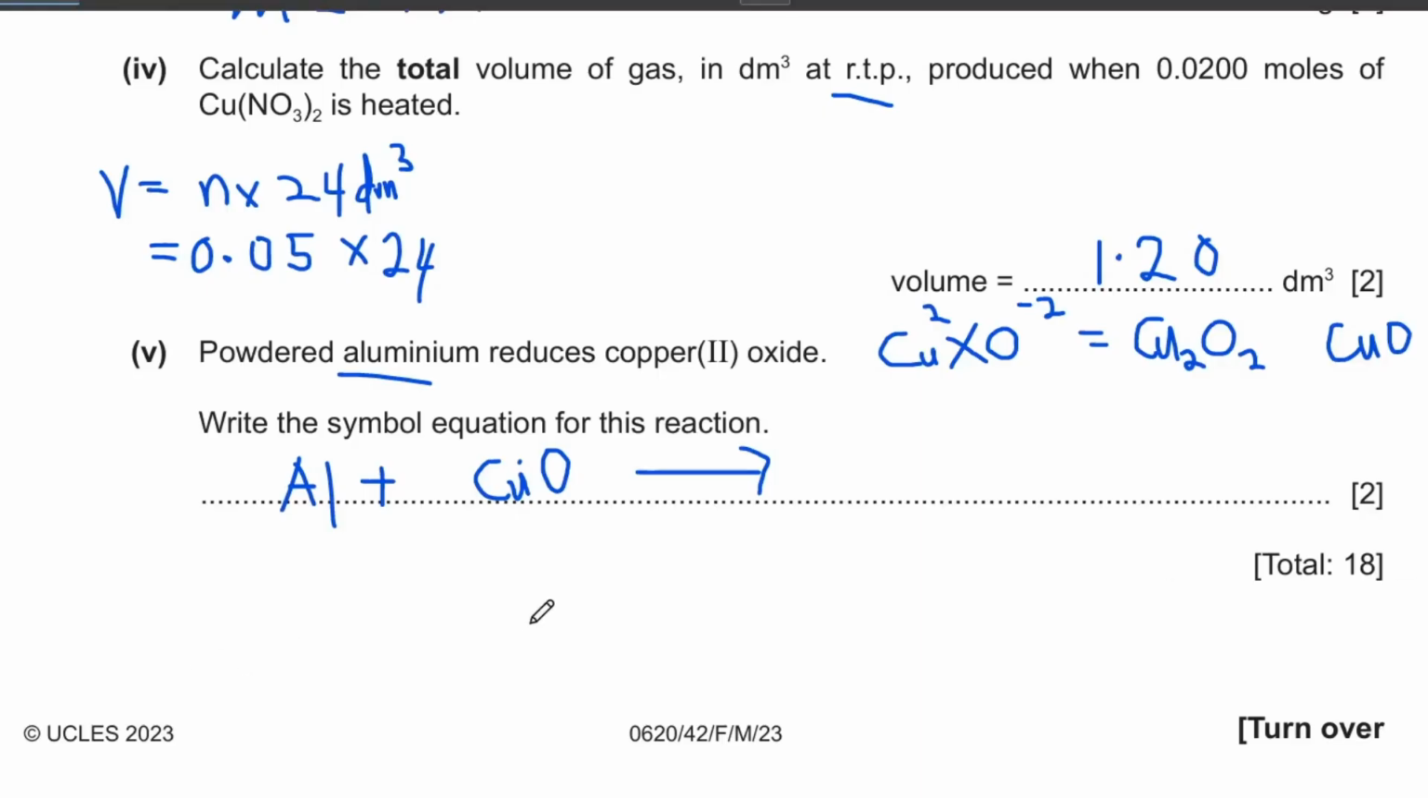The product you are going to get is aluminium oxide plus copper. So you don't leave your answer like this. You have to balance the equation. So we have 2 aluminium here. So we are writing 2. Then our oxygen is 3. So we write 3 here. If you write 3 here, copper becomes 3. So we also write 3 here. So this is the complete symbol equation for the reaction.